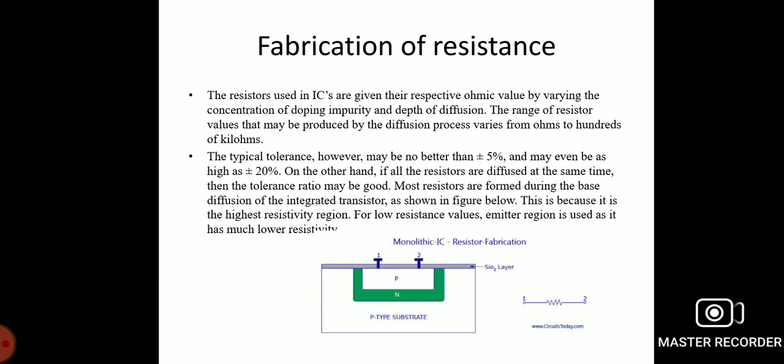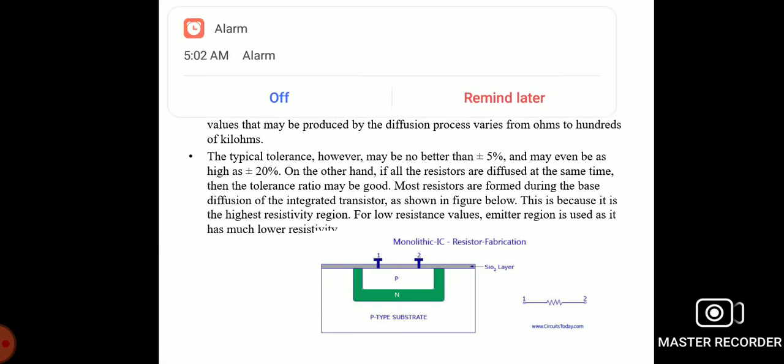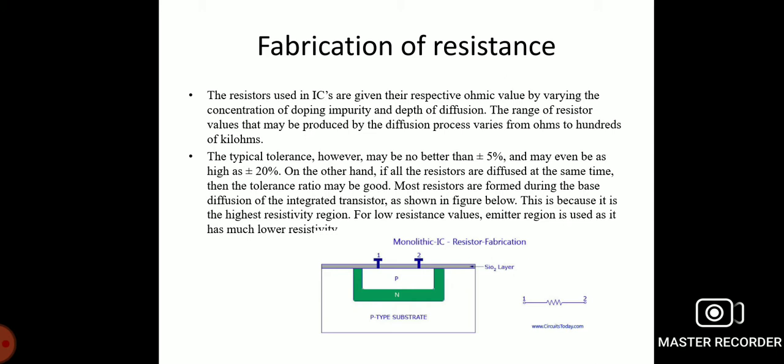The first one is the diffused resistor. The diffused resistor is formed in any one of the isolated regions of the epitaxial layer during the base or emitter diffusion process. This type of resistor fabrication is very economical as it runs in parallel to the bipolar junction transistor fabrication. Now, the N-type emitter diffusion and P-type base diffusion are commonly used to realize the monolithic resistor.